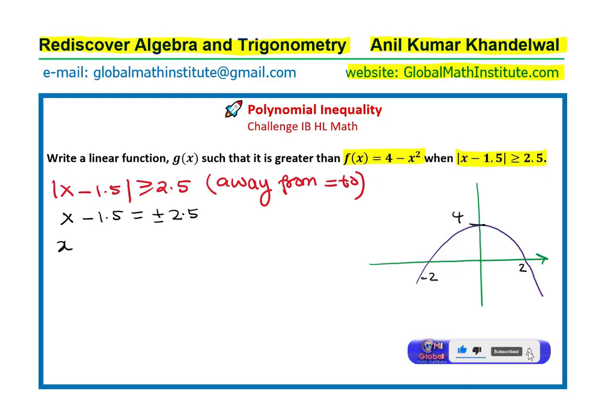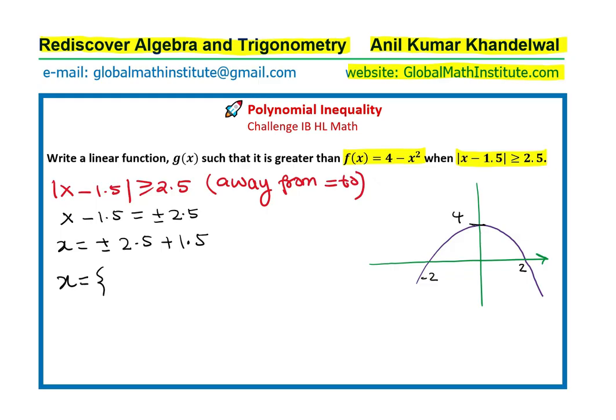So here we get x equals plus minus 2.5 plus 1.5. That gives you two values of x. Let me rewrite like this. One is 2.5 plus 1.5, which is 4, right? And the other one is minus 2.5 plus 1.5, correct? So minus 1. That is how we get two x values.